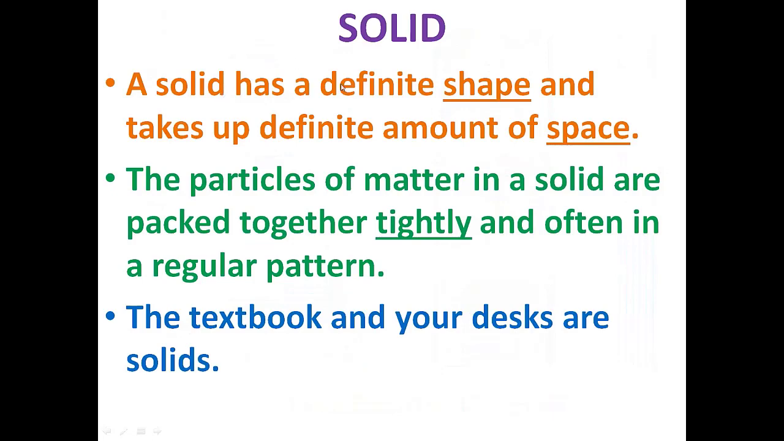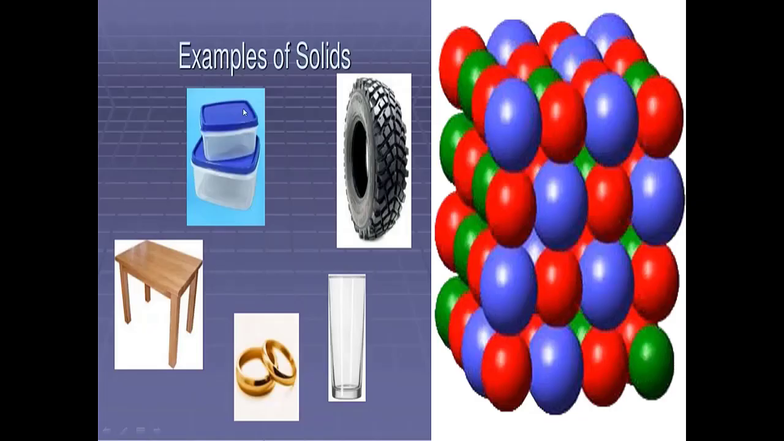Solid. A solid has a definite shape and takes up a definite amount of space. The particles of matter in a solid are packed together tightly and often in a regular pattern. The textbook and your desks are examples of solids. These are examples of solids: the box, the wood furniture, the glass, the bangles, the tire. All these are examples of solids.